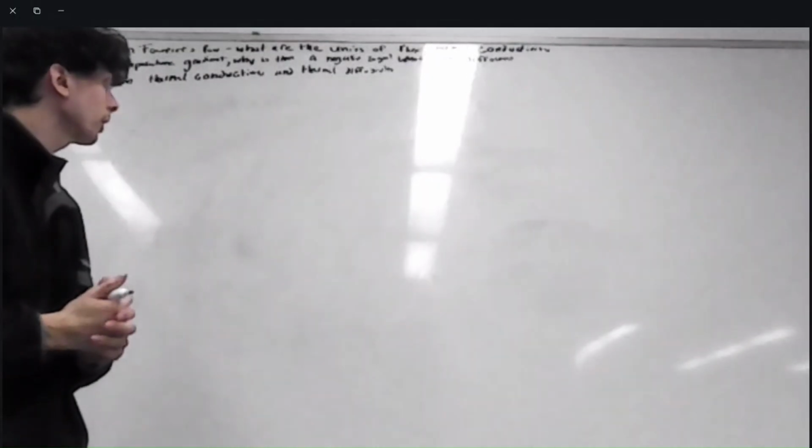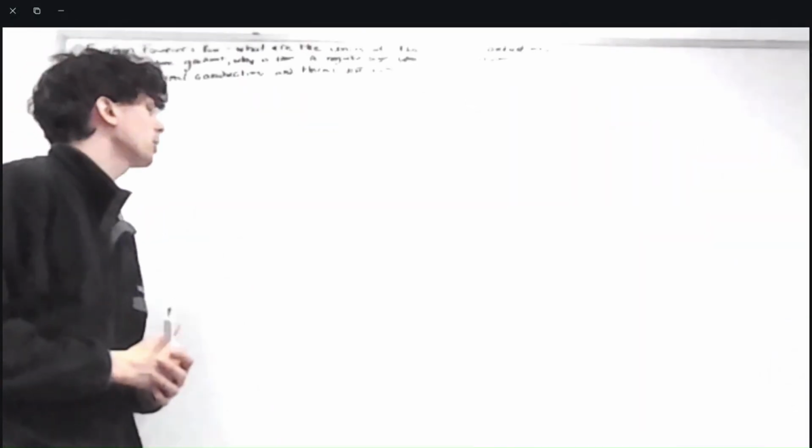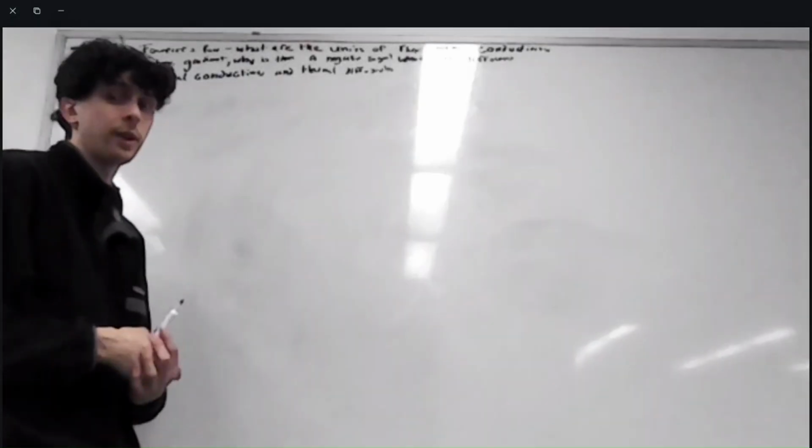Hello everyone, so today we're going to be explaining Fourier's law, the units for flux, thermal conductivity, and temperature gradient. And why is there a negative sign? And then additionally, we're going to explain the difference between thermal conductivity and thermal diffusivity.